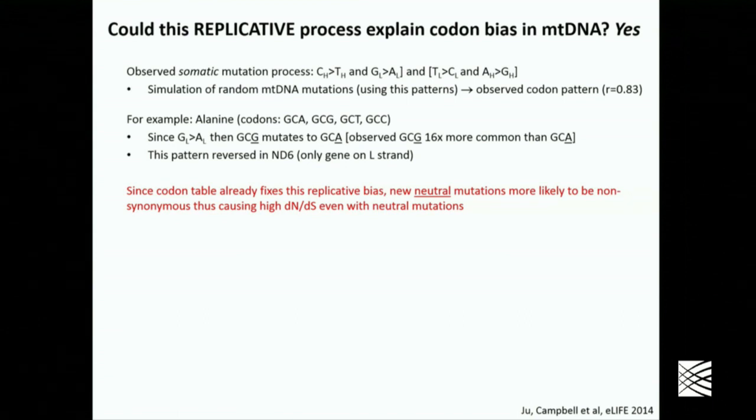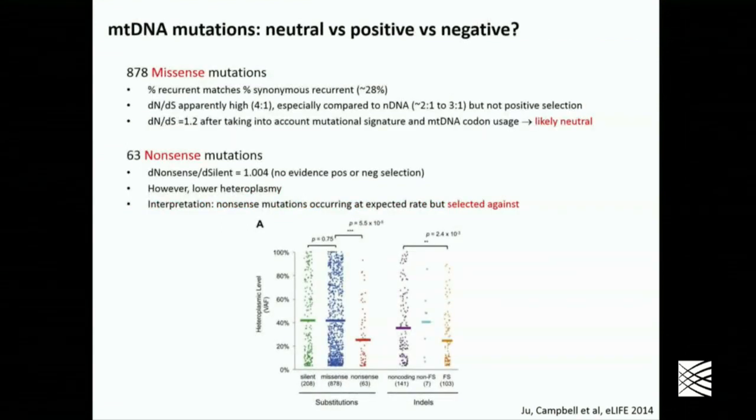So new neutral mutations are more likely to be non-synonymous than synonymous. And if you take this into account, then this positive selection goes away. So out of the 800 missense mutations, it looks like 4 to 1, but in fact, it's not positive selection. And on the nonsense mutations, you see as many as you would expect by chance, but they have lower heteroplasmy. So this study concludes that they happen at the same rate, but then they're selected against. So I wanted to show you this, about how evolution and somatic mutations of mitochondria work, and how we have to be careful when we're analyzing our data.